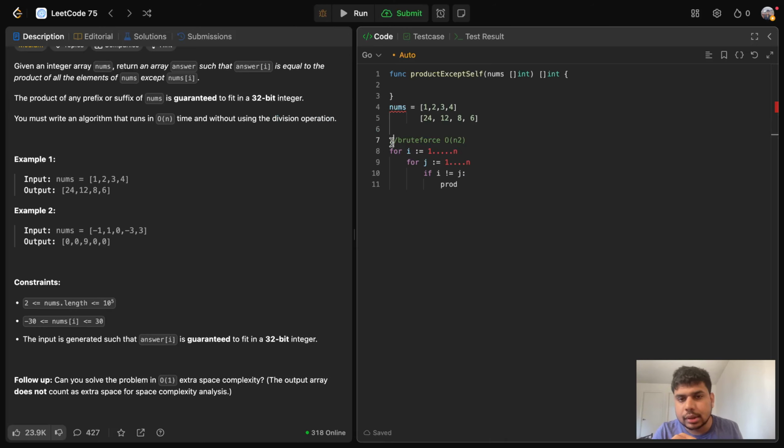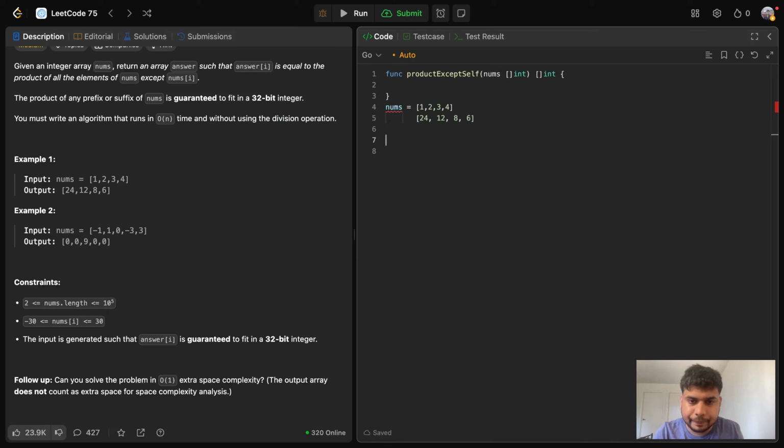So one approach is, see, if this is the array, what do you need? If i is here, you need to know the product till this point and the product after this point. So you need the product of all the prefixes and the product of all the suffixes. I hope you guys are familiar with the prefix sum and suffix sum concepts. If not, I'll give you a brief walkthrough of what it is.